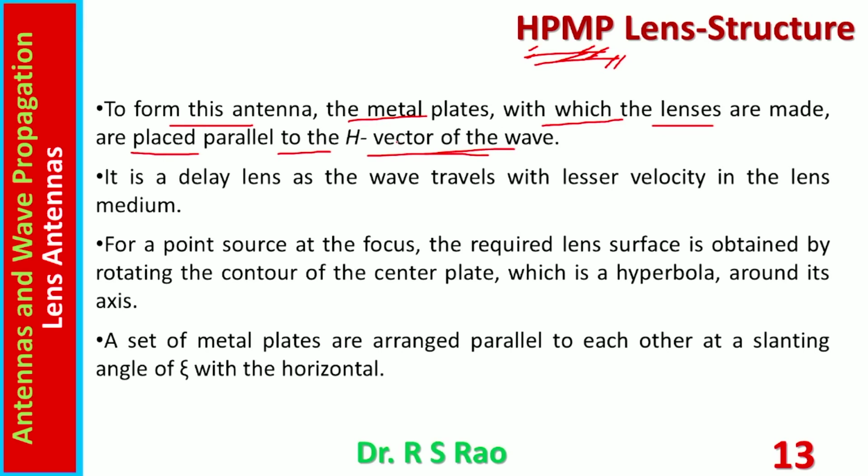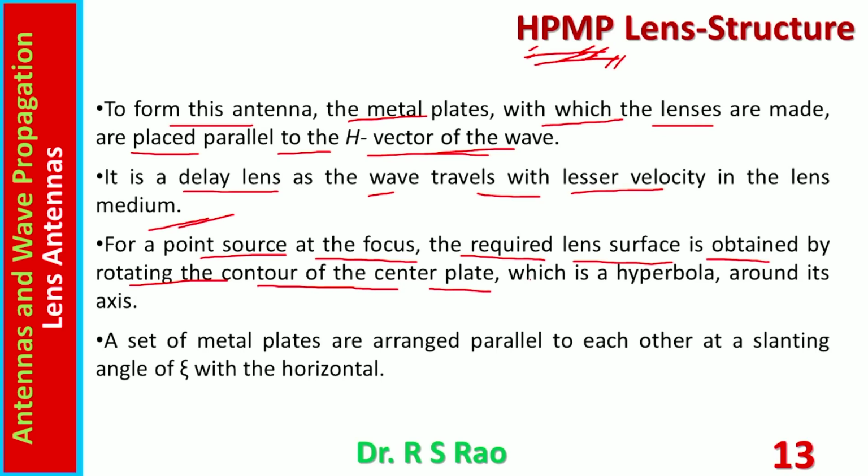So plates are parallel to H vector. That's why this lens is named as H-plane metal plate lens antenna. It's a delay lens as the wave travels with lesser velocity in the lens medium. For a point source at the focus, the required lens surface is obtained by rotating the contour of the center plate, which is a hyperbola, around its axis.